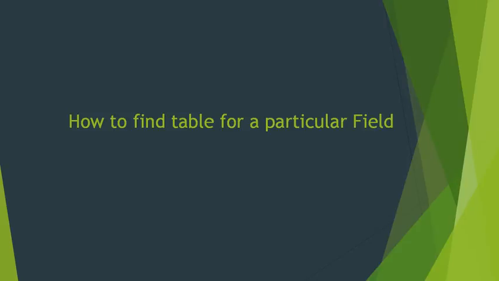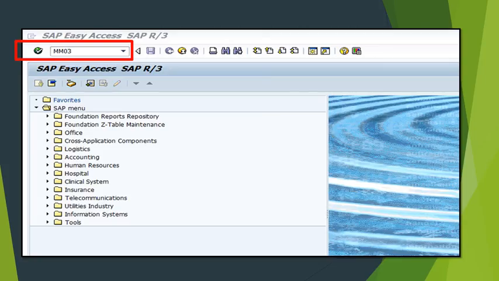Now, how to find a table for a particular field? For example, how do I know that for a purchasing document, EKKO was the table? For each and every entry we can't say, because there is a table, there is a view, but most of the time, if you want to find the table for a particular field, you can follow this method.